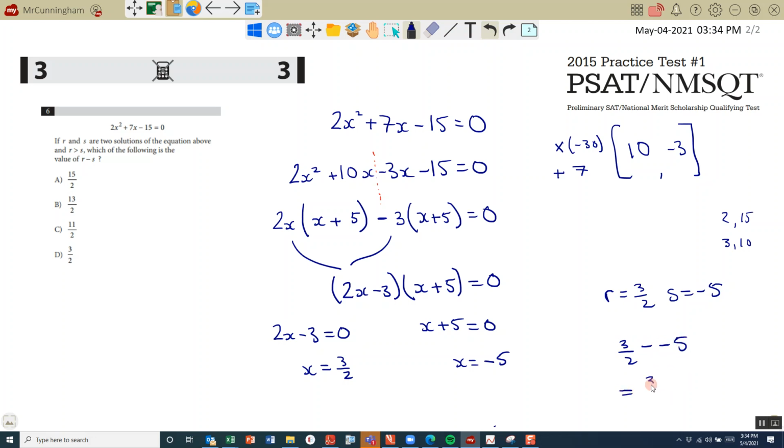Okay, so that's 3 over 2 plus, and I'm going to make this have the same common denominator. So that's going to be 10 over 2. 10 over 2 is 5. Add the top numbers, and I get 13 over 2, which is B.